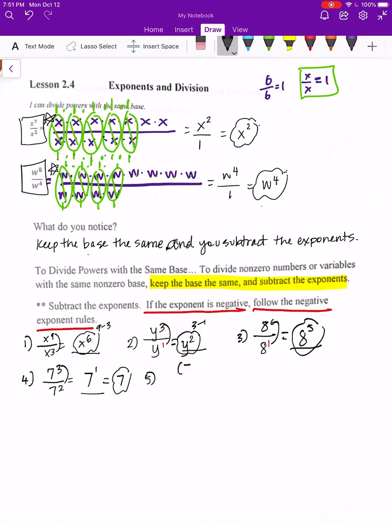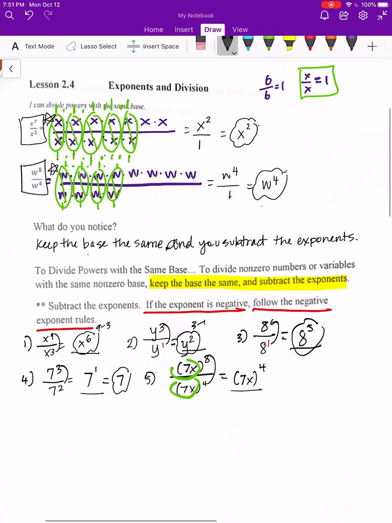What if I have 7x to the 8th power over 7x to the 4th power? Now my base is a little bit different. My base is actually 7x. So therefore, I'm going to make my base 7x, use those parentheses, and then I subtract 8 minus 4, which is 4. Okay. Notice I kept the parentheses. Don't forget them, okay, because that makes a difference.